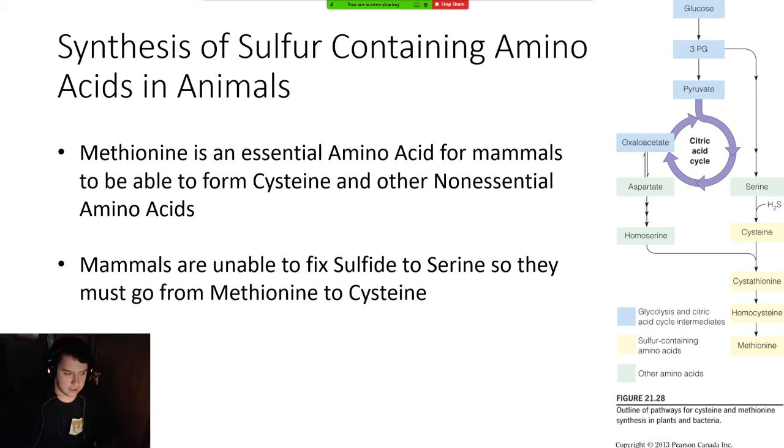So, like Katie talked about, methionine is essential for mammals. We're not able to make it ourselves, but bacteria and plants can. And because we can't make this methionine, which has a sulfur group, we have to consume it to be able to make all of these things in the pathway. So instead of starting at serine and going down to methionine, we're going to start at methionine and go back to cysteine.